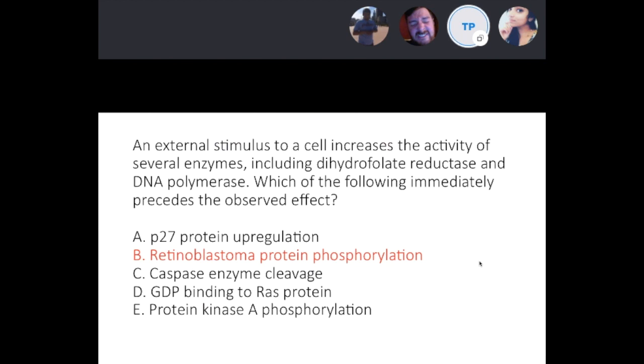And the retinoblastoma protein, as we know, controls the quality, and especially, like we said, it controls whether the replication is good to go and proceed into the S phase, from G1 to S phase. So in this case, if this external stimulus is having a negative impact and causing damaged DNA, then it needs to do its job of detecting, which of the following immediately precedes the observed effect.